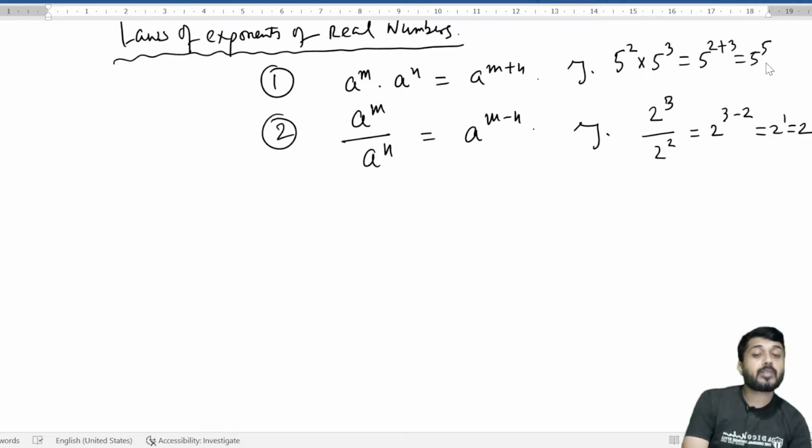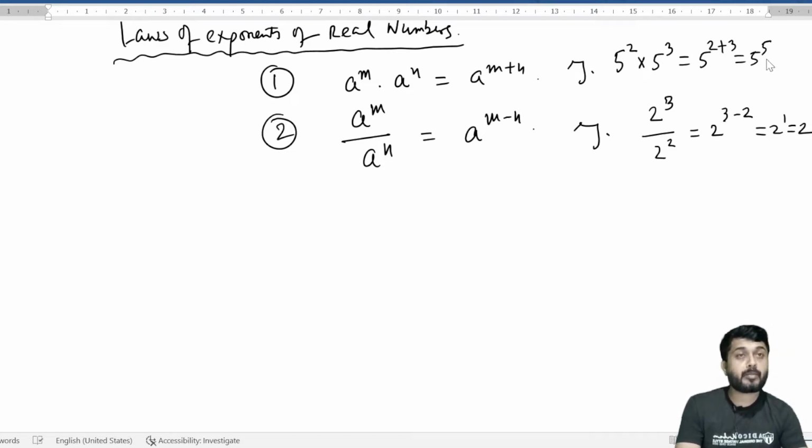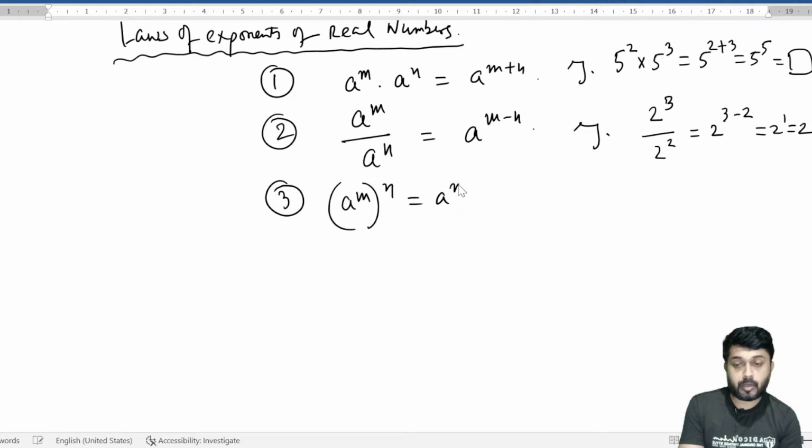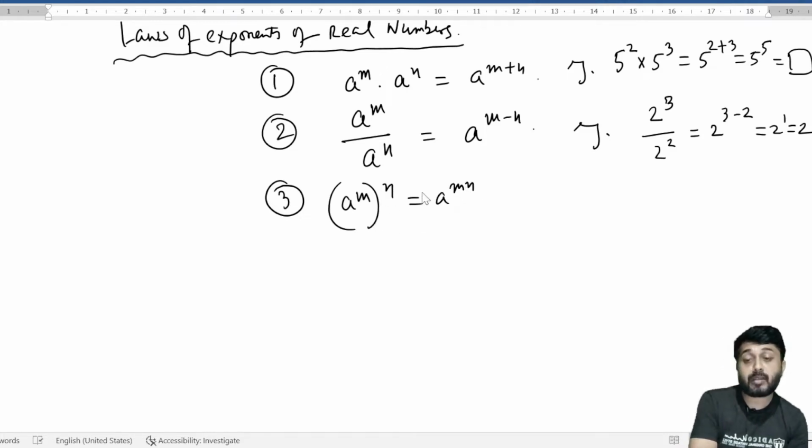Okay, what is 5 to the power 5? 5 multiplied with 5 up to 5 times. Okay, so some value is going to come over here. So in this way, the third law is (a to the power m) whole to the power n is equal to a to the power mn, right? So these m and n are getting multiplied together and coming as the index or the exponent over the base a.